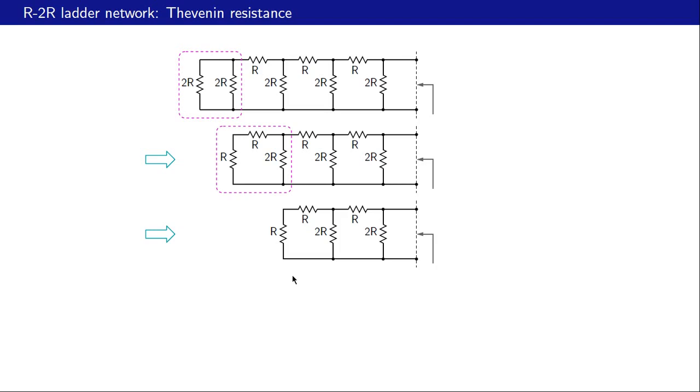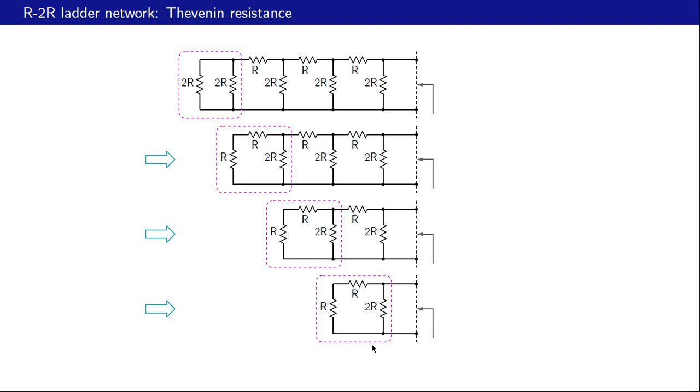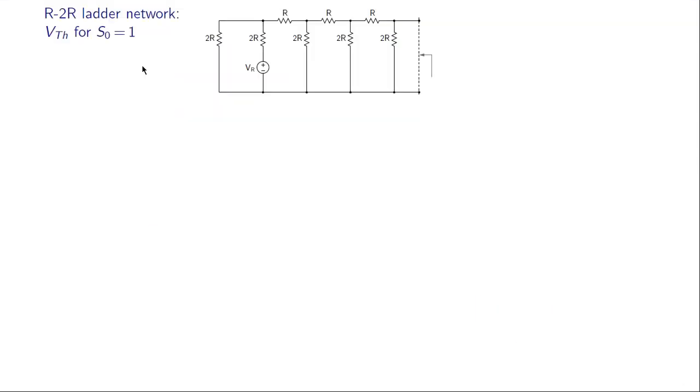And we can continue this process. These three can again be combined to give us R, like that. And finally, these three can be combined to give us R. So the Thevenin resistance, as seen from here, turns out to be R. Okay, so we have found the Thevenin resistance of the R2R ladder network.